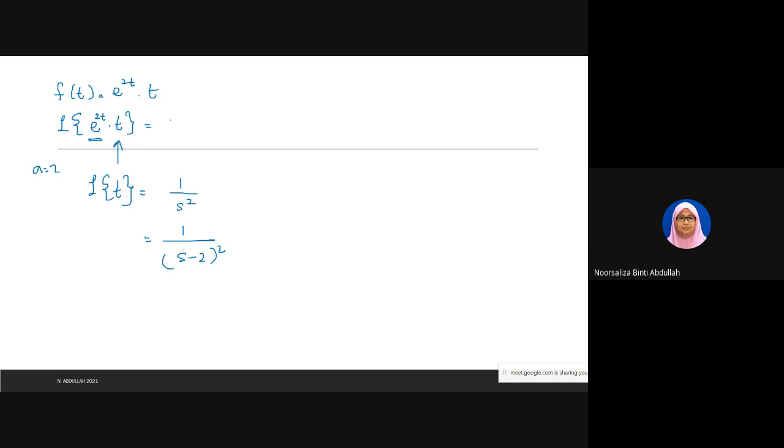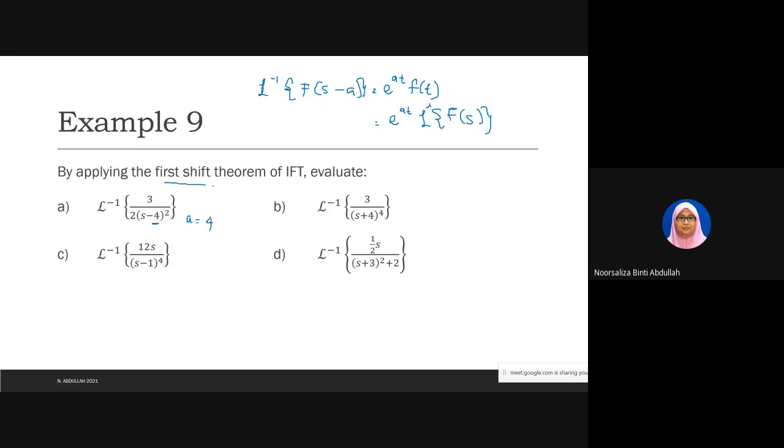Now from this, you want to find the inverse of 1 over S minus 2 to the power of 2. You want to find this inverse using the first shift theorem. We know that the inverse of the first shift theorem is S minus A, and then you have an exponent A here, A from here.